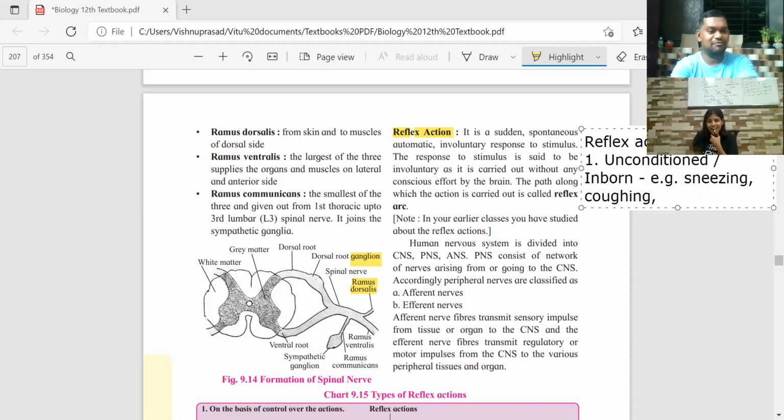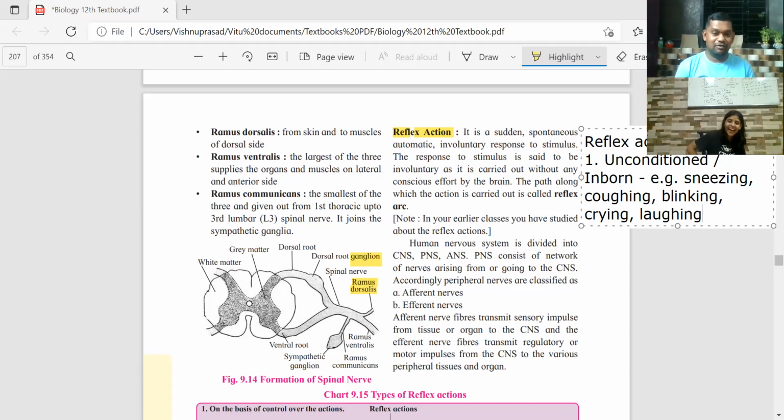Sometimes swallowing is voluntary also, let it be. Blinking of the eyes, right? That is an example. Or you can say even crying. Crying is involuntary. Laughing is involuntary. It is inborn. Nobody teaches you how to cry. If somebody makes a joke and you understand the joke, you will laugh automatically, once you understand the joke.